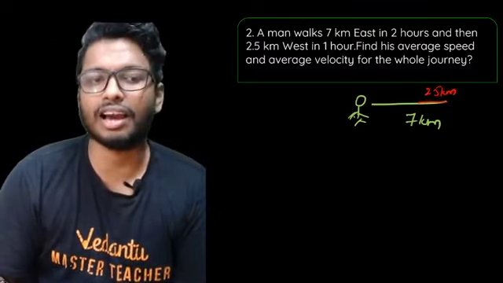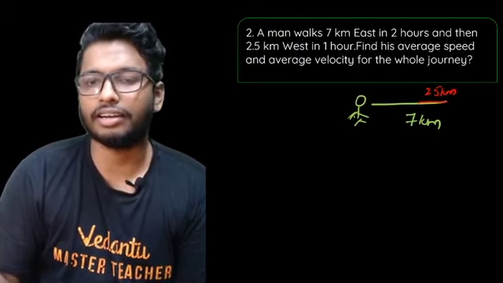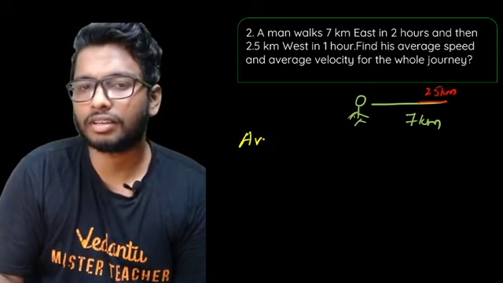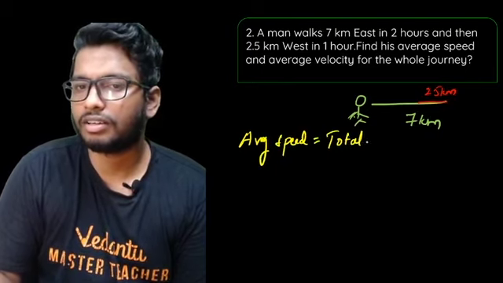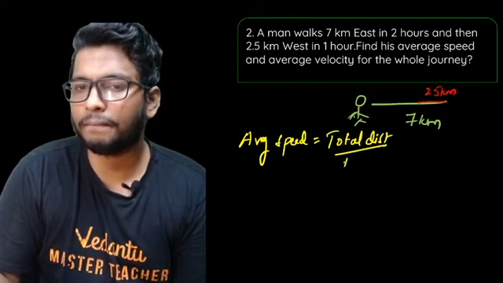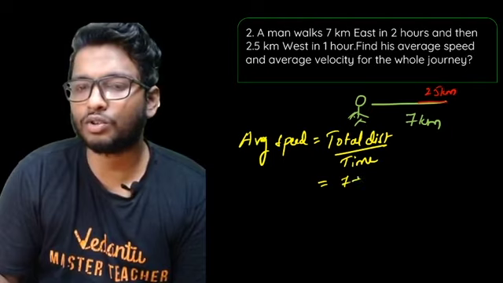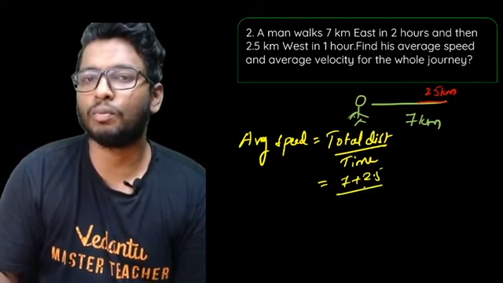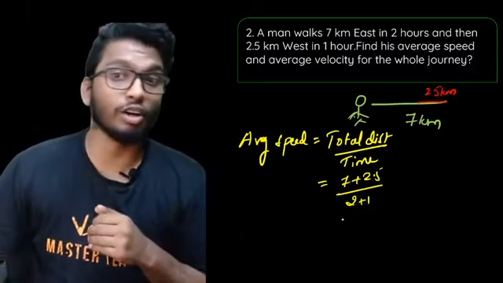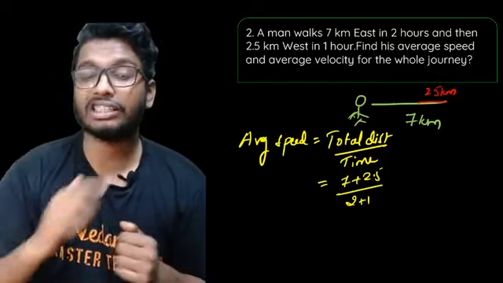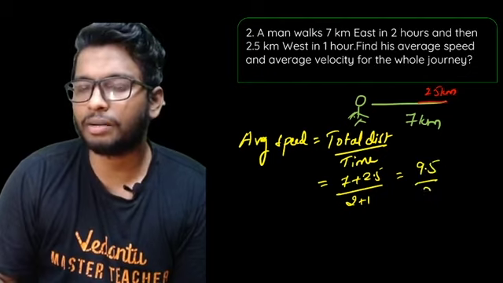So first thing first, find out the average speed. Average speed is equal to total distance by total time taken. So total distance is 7 plus 2.5, divided by total time, which is 2 plus 1. Because it took 2 hours to reach that 7 kilometers and then 1 more hour to cover that 2.5 kilometers as well. So that makes it 9.5 divided by 3.